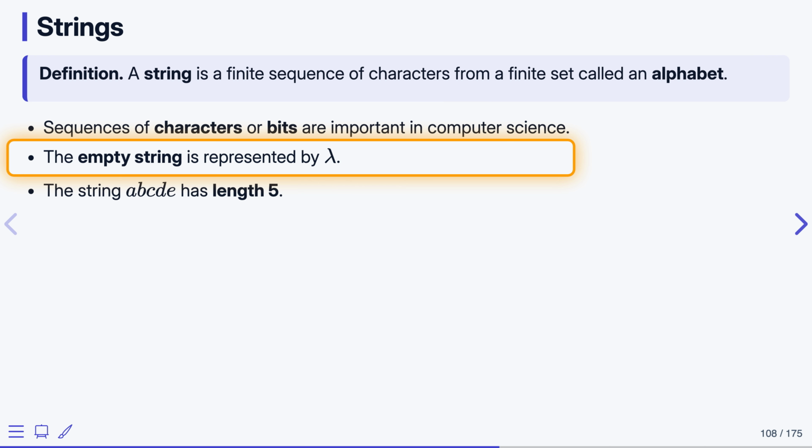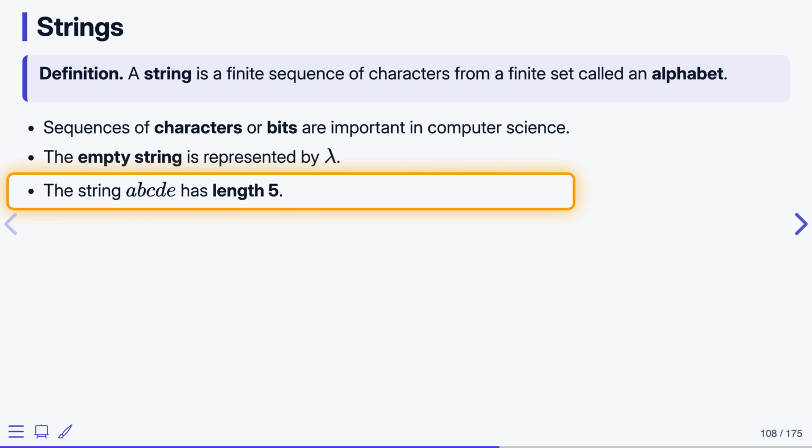There is a special string with no characters at all, called the empty string, and we write it with the Greek letter lambda. The number of characters in a string is called its length. For example, the string of A, B, C, D, E has 5 characters, so its length is 5.